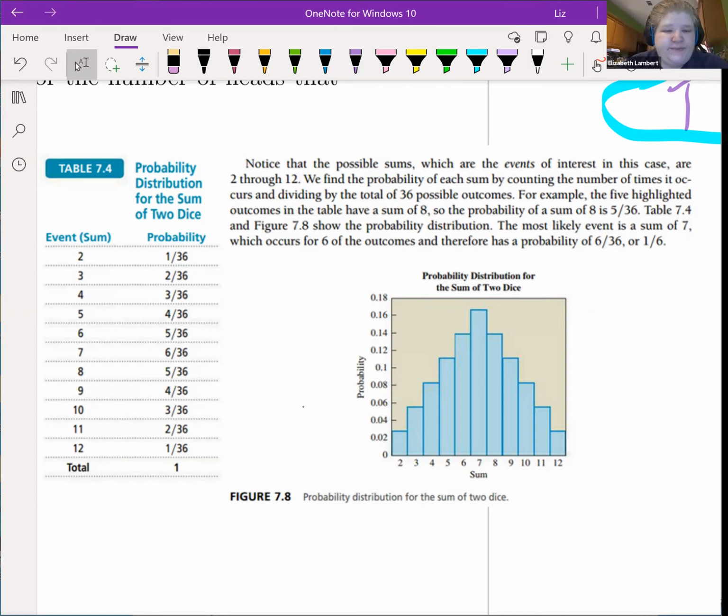And then you could look at the full thing like this, but if I just pay attention to the sum and not where the numbers were, this is the frequency that they occur at. 1, 2, 3, 4, 5, 6 ways for each of the first, and then it goes back down, 5, 4, 3, 2, 1, because there's only one way to get 12, 2 sixes.